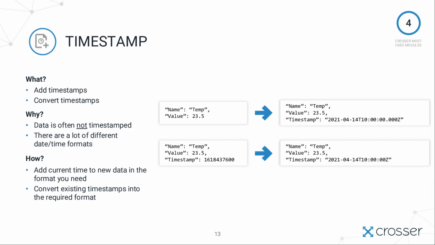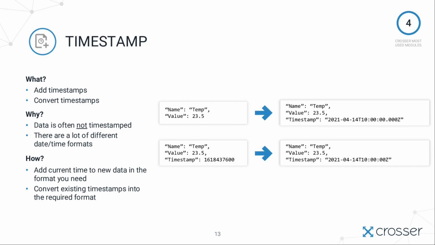Next one is the timestamp module. And this module has two purposes. First of all, you can use it to add timestamps, so you can add the current time to data. And the second use case is to convert timestamps between different formats. And that also explains, I guess, why this is such a popular module.